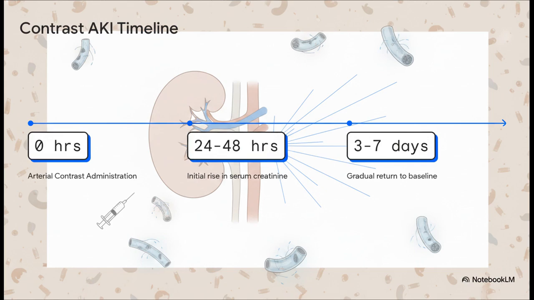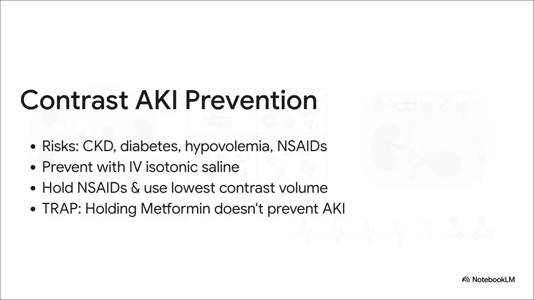Key risk factors include chronic kidney disease, diabetic nephropathy, hypovolemia, NSAID use, and a high volume of contrast. You prevent this by optimizing renal perfusion with IV isotonic saline before the procedure, holding those NSAIDs, and keeping the contrast volume as low as possible.